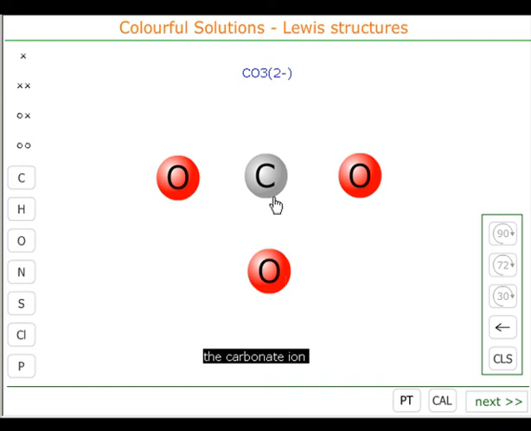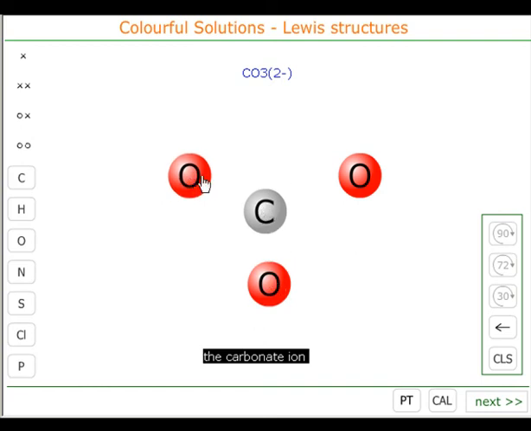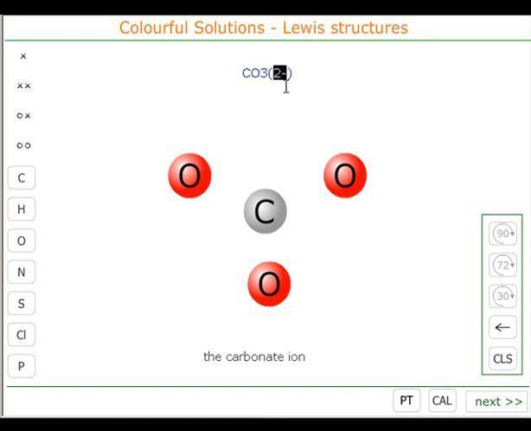and each of these 3 oxygens is in group 6, so the 3 oxygens provide 6 electrons each. That's 18 electrons. Carbon provides 4 electrons, that's 22 electrons, and we must add in 2 extra electrons for the 2 minus charge. So there are 24 electrons altogether to be added in.